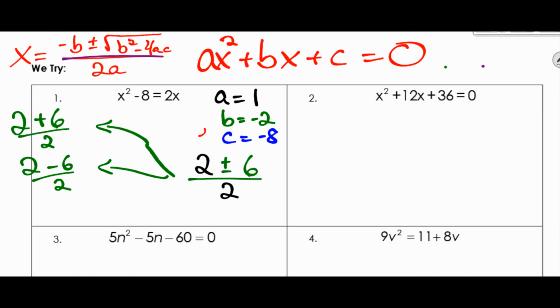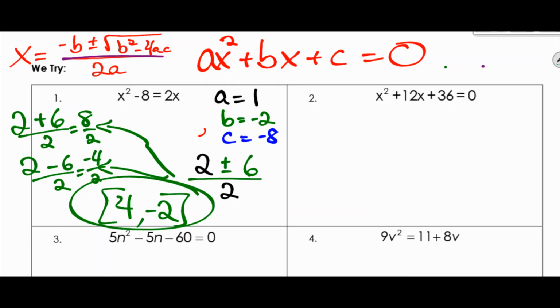2 plus 6 is 8. Divided by 2 gives me my first solution of 4. And 2 minus 6 gives me negative 2. Divided by 2 is negative 2. Those are my two solutions using the quadratic formula.